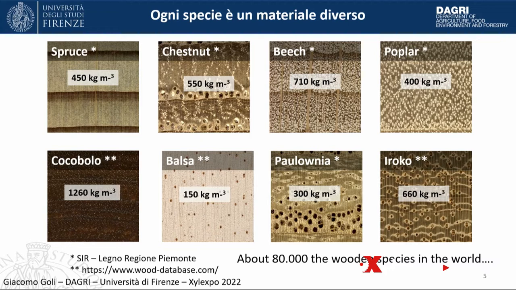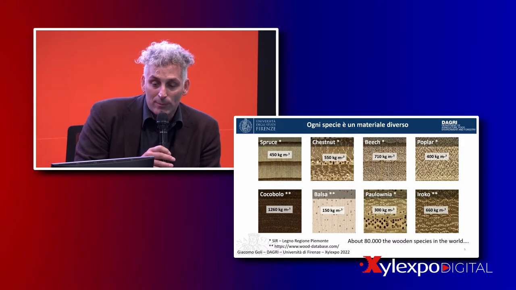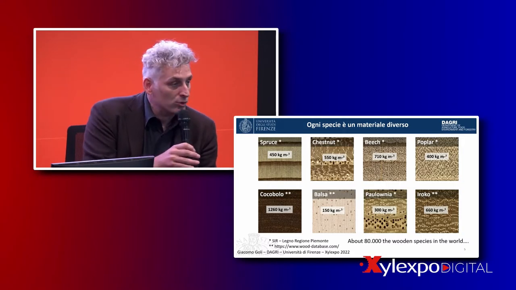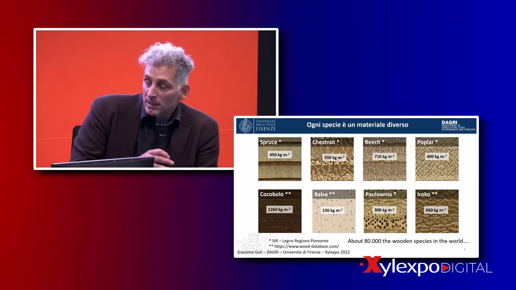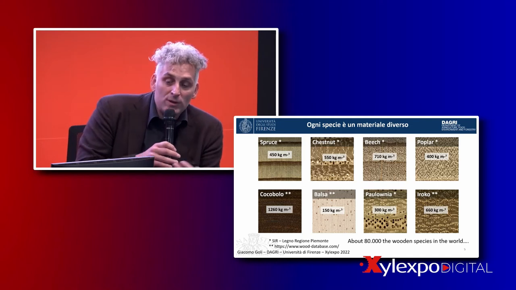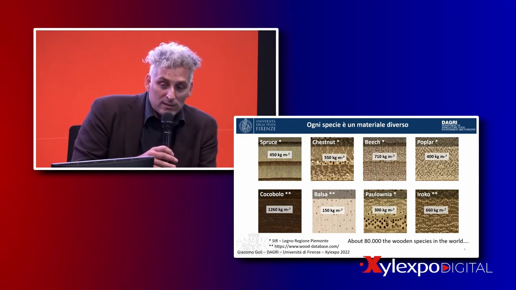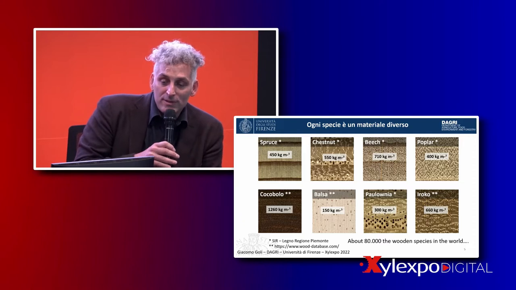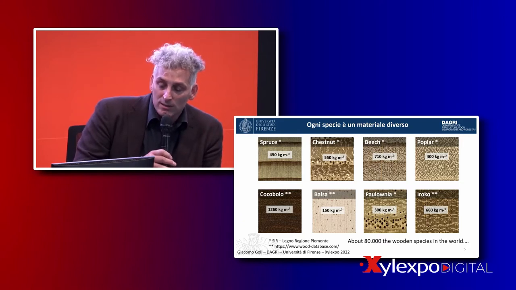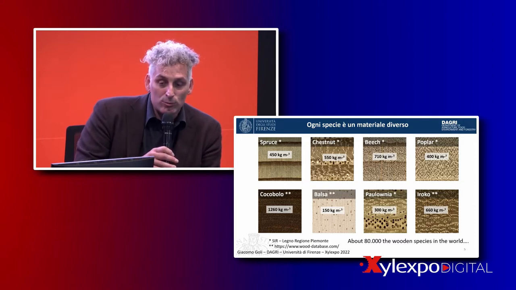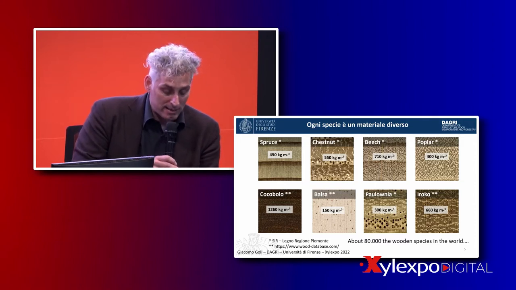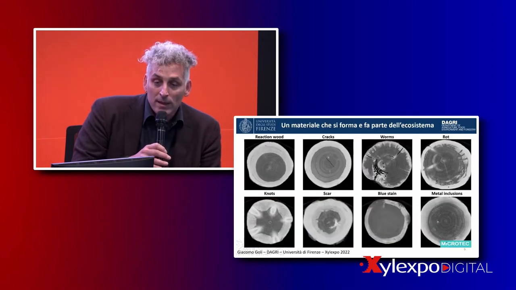Wood species, you saw it below on the right, about 80,000 different wooden species in the world. And the panorama is very varied. Cocobolo, 1260 kilograms per cubic meter density. Balsa is next to it, 150 kilograms per cubic meter. It's like comparing stone to plastic. All different. Each individual species has its own anatomical characteristics determining behavior, including density.